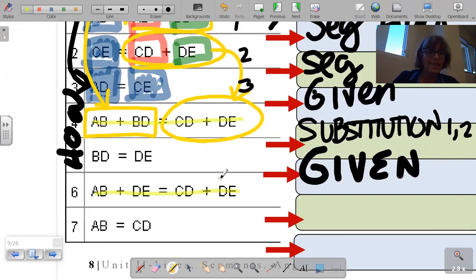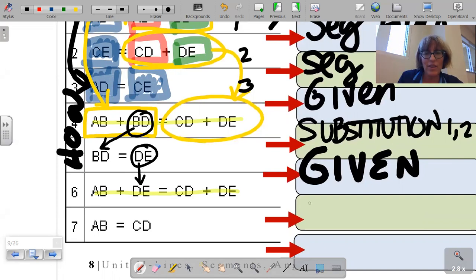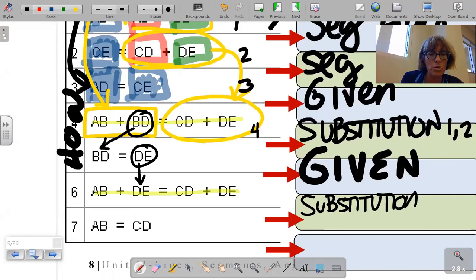Look carefully. We swapped out BD and we put in DE. There's a reason why. That's called substitution. And we substituted line 4 and line 5 to get line 6.